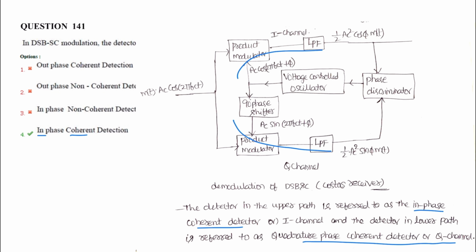This is the Costas receiver for demodulating the DSB-SC signal. The correct answer is option 4. It is not out of phase. It is in phase coherent. It is not non-coherent. In phase coherent detection.